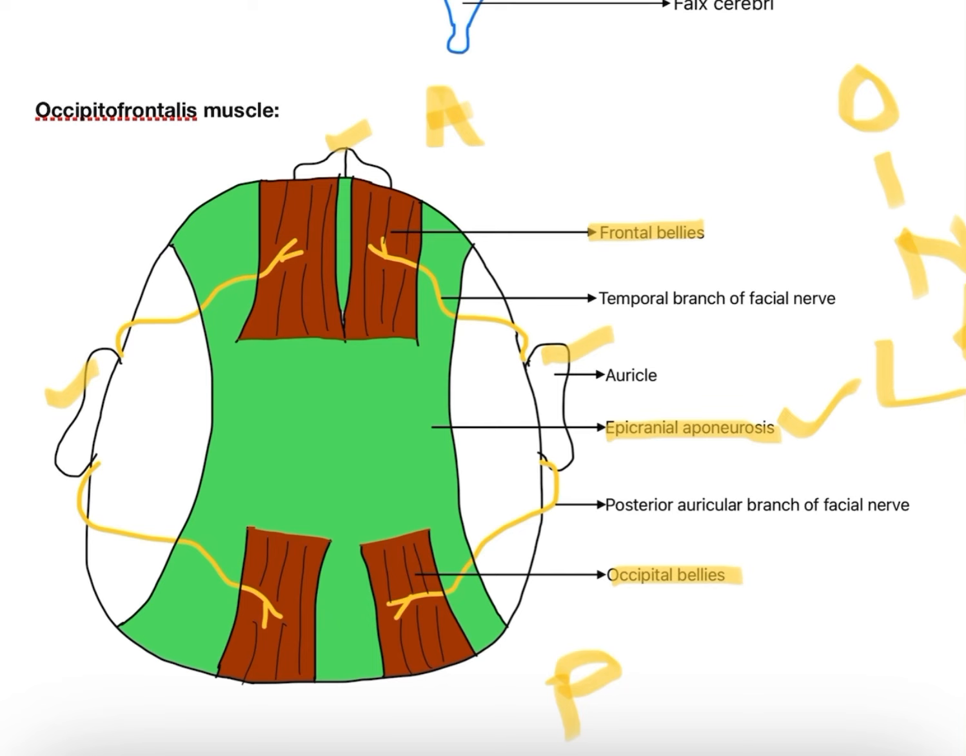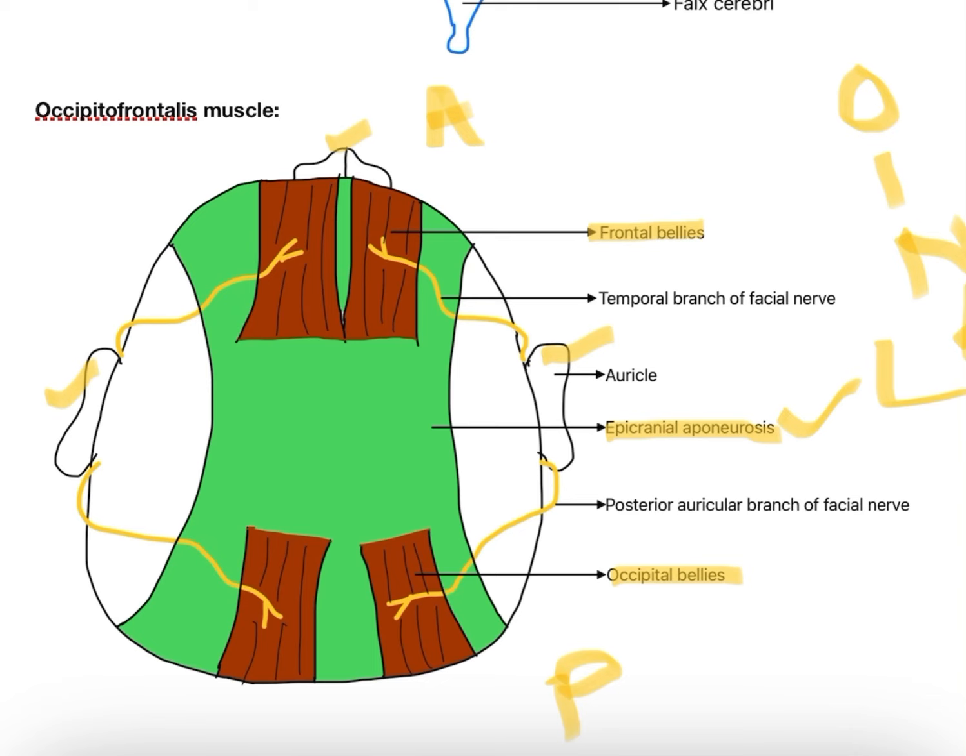Next, let's compare these 2 bellies. The frontal bellies are long and wide. They are partly united. The occipital bellies are small, they are far away from each other, and they have a considerable gap in between them.